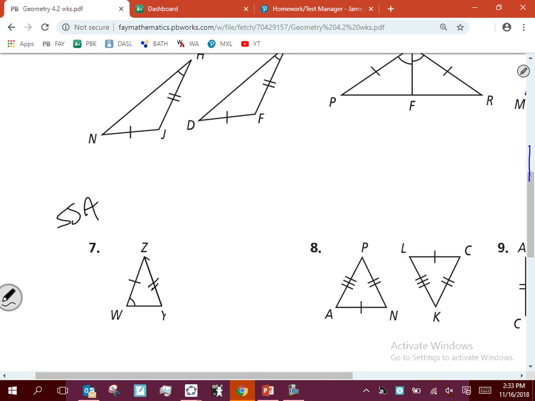In everything that we've done so far, and even the new ones that we learned today, we're basically trying to figure out all the ones we're talking about: side, side, side, which was pretty obvious, so I'm not even going to mention that one. The other ones are side, angle, side and angle, side, angle. Those are going to be the ones we talk about today.